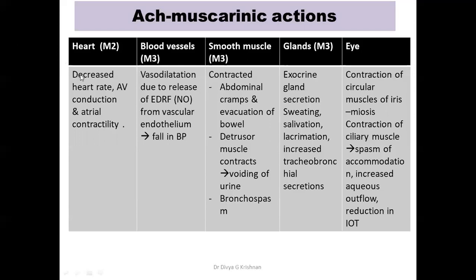So you can see that it causes a decrease in the heart rate by acting on the M2 receptors on the SA node. It causes a decreased AV conduction velocity, and it also causes a decrease in atrial contractility. Now, ventricular contractility is also decreased, but the effect is not as marked as the effect on atrial contractility. One more thing is that these vagal fibers are very non-uniformly distributed in the atrial fibers. Because of this, it can lead to atrial fibrillation, that is, parts of it will be contracting fast and parts of it will be contracting less.